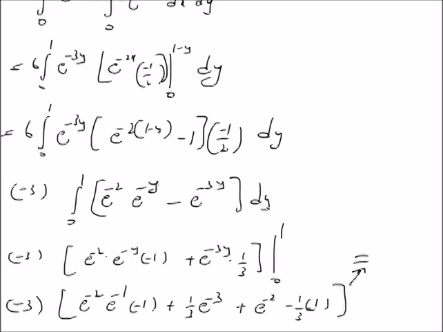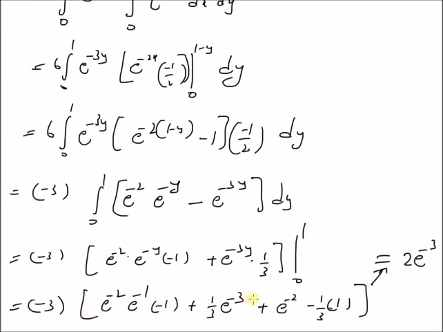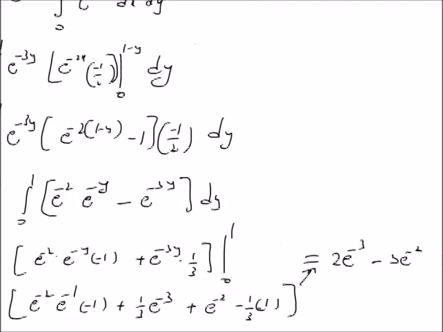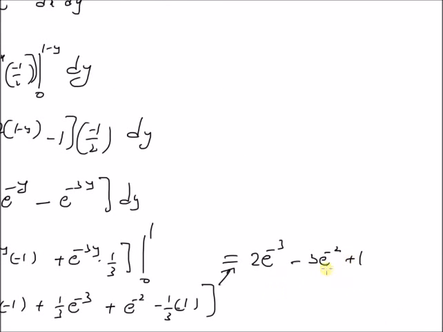So minus 2 by 3 times minus 3 is plus 2. So we are left with 2 times e^(-3), and the next term is minus 3 times e^(-2), and the final term is minus 3 times minus 1 by 3, which is plus 1. So this is the probability of A. Therefore, the probability of A is equal to 2 e^(-3) minus 3 e^(-2) plus 1.